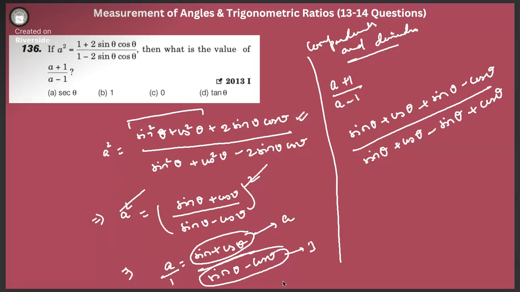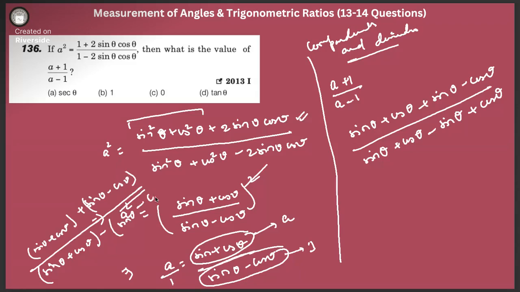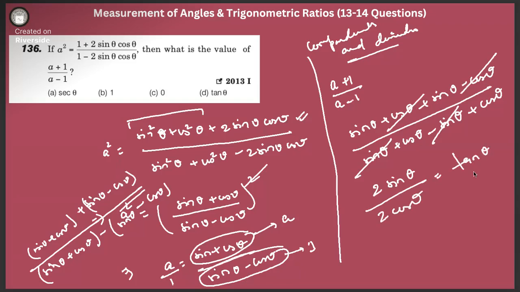Over here, how it looks is sine theta plus cos theta, that is A, plus sine theta minus cos theta, divided by sine theta plus cos theta, that is A, minus of sine theta minus of cos theta. So over here, cos gone, sine gone, sine gone. 2 sine theta divided by 2 cos theta, which will fetch us tan. So this was also another problem.